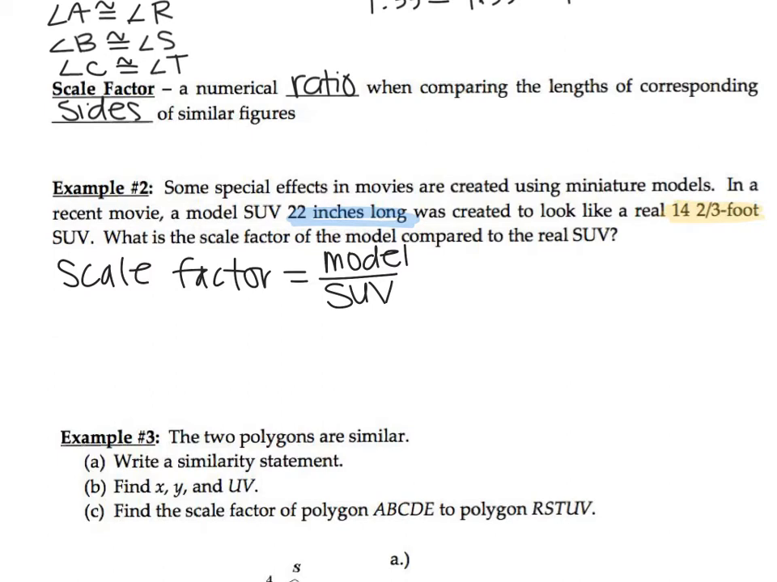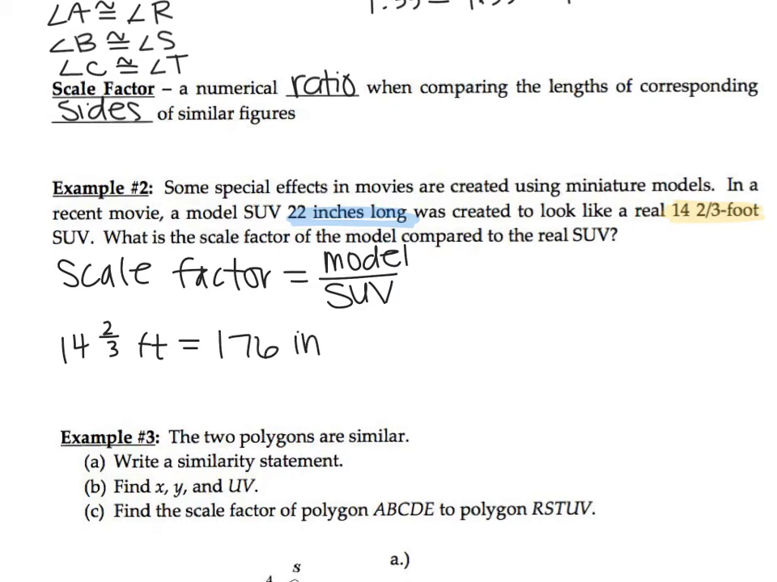It's also important to pick out here that our units are not the same. We're comparing inches and feet. So we gotta make sure our units are the same. It's easier to convert 14 2/3 feet to inches, so that's what we're gonna do. So 14 2/3 feet, if you use the fact that there are 12 inches in a foot to do the conversion, we end up with that's the same as 176 inches.